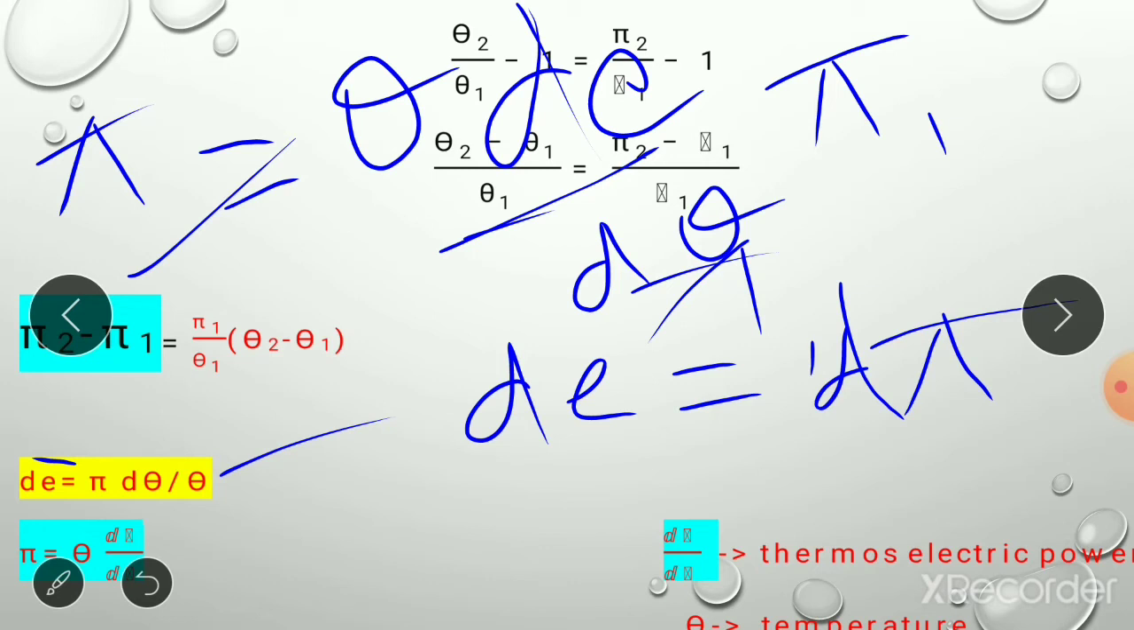Theta is nothing but the thermodynamic temperature at a junction. dE by d theta equals the thermoelectric power. Thermoelectric power, that's all. This is very important from the point of view of the examination for 8 marks.